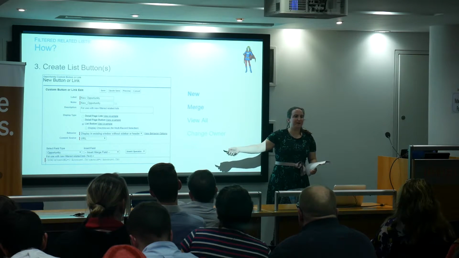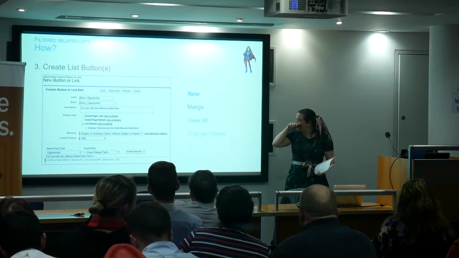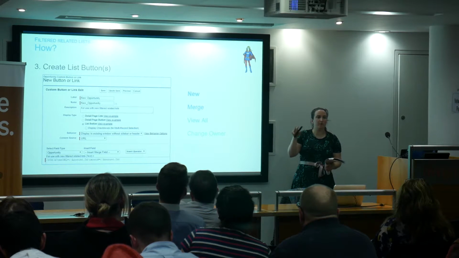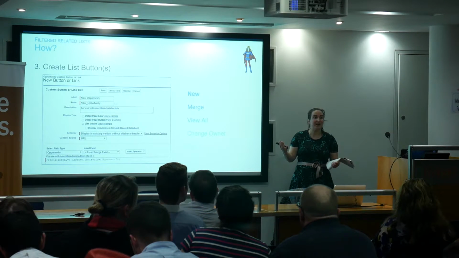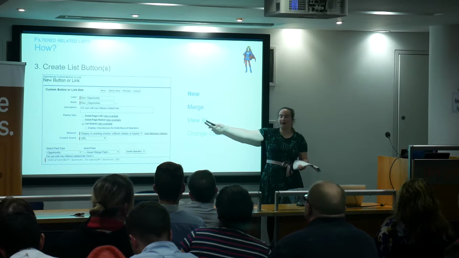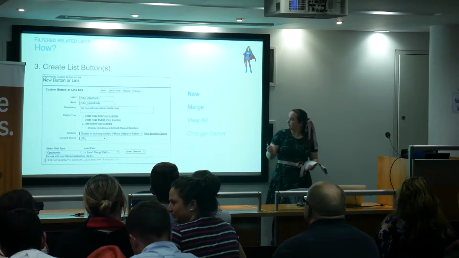If anyone wants to know more about the unique numbers, there's a list of them out there. I'm sure I can share it. So other things you might want to do, not necessarily relevant when you're looking at opportunities, but if you were looking at contacts, you might also need to create a button to merge contacts on your account object, or maybe you want a view button or something like that.